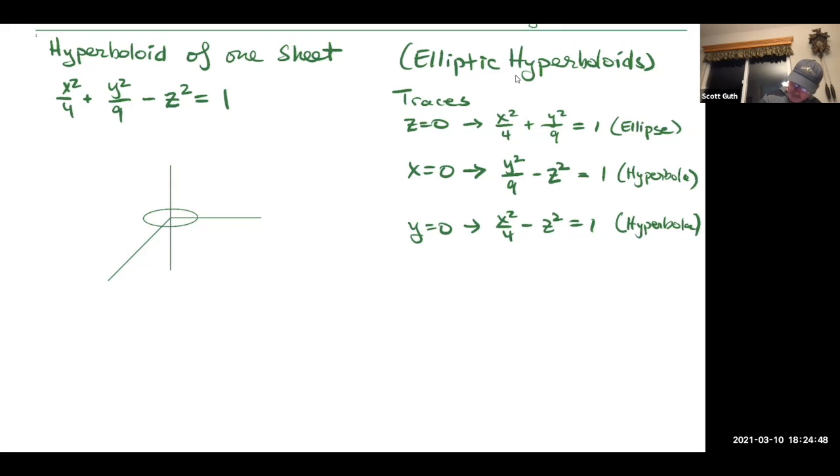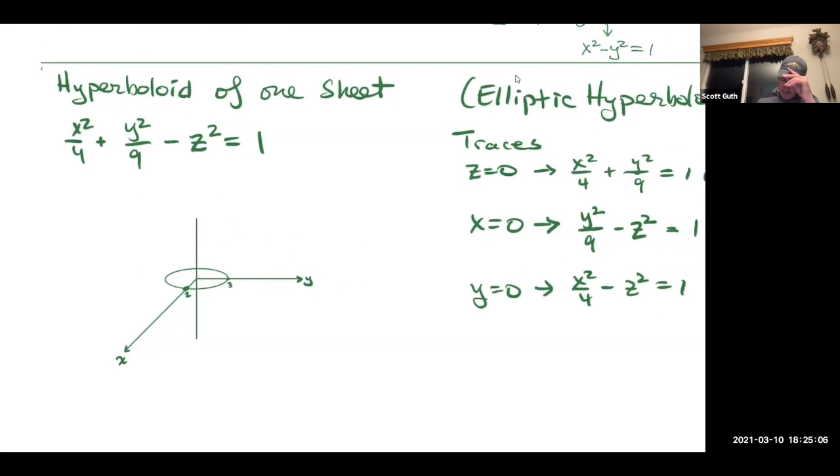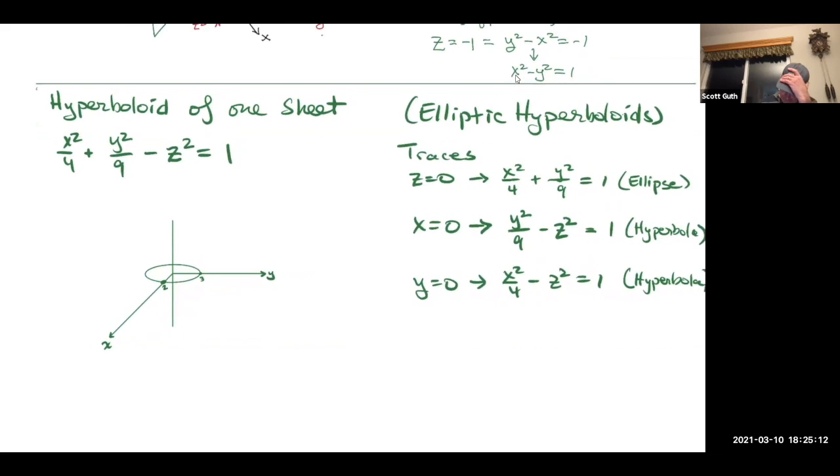x squared over 4 plus y squared over 9 equals 1 means that right here is 2. Right there. And this is 3 on the y-axis. Like that. Now, when x is 0, I've just got a hyperbola in the yz plane. And I don't know about you, but I always drew hyperbolas by drawing diagonal lines first.